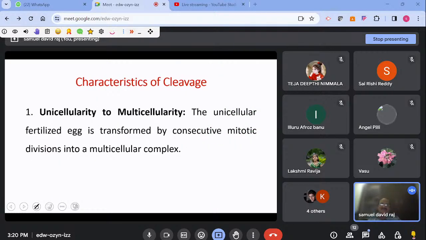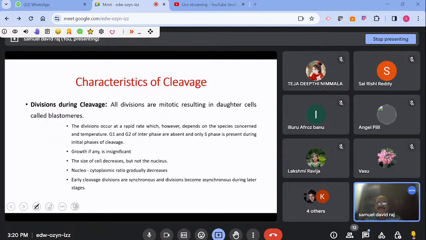Let us see these characteristics one by one. What is the first characteristic? The unicellular zygote becomes a multicellular embryo. The second one is that all the divisions are mitotic divisions only. As a result, the cells that are formed are called blastomeres. So during cleavage, what are the cells that are formed? They are blastomeres. And here, these divisions are very rapid.